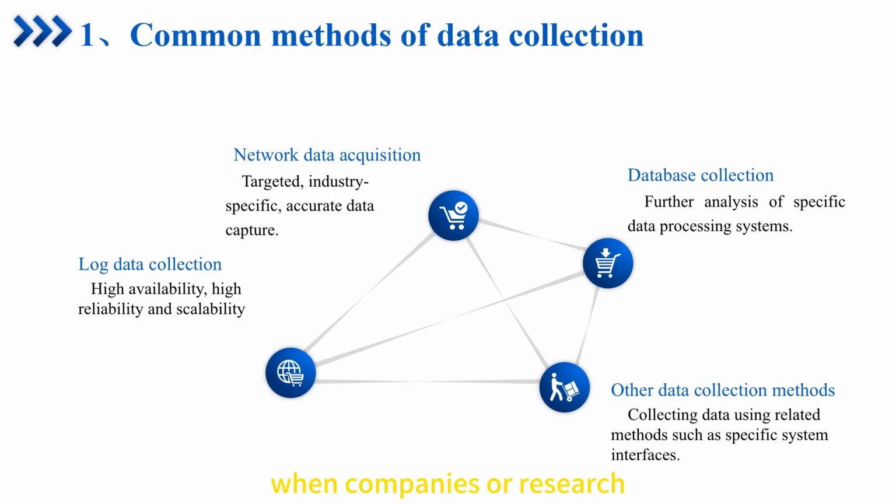When companies or research institutions require data with high safety, they can use a specific system interface to collect data, such as API collection. This type of interface can shield the complex algorithms underlying the website and only requires simple calls to achieve the function of requesting data.